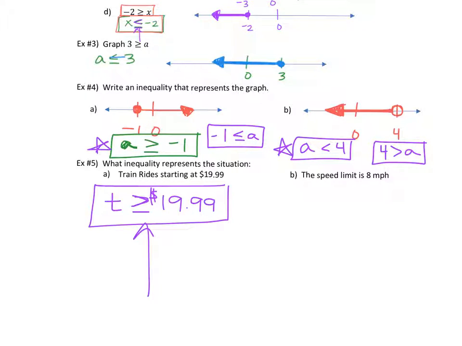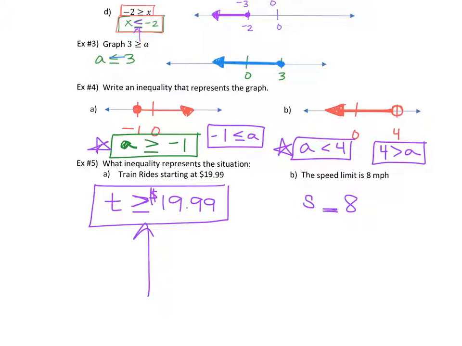Okay, so this one, it says the speed limit is 8 miles per hour. So let's say S is speed. Okay? Can you go 8 miles per hour? No. That'd be slow. So maybe this is a biker. Maybe bikers can't go more than 8 miles per hour somewhere. Maybe it's a snail. Okay, so we know we have an 8, and we know we can equal that 8.